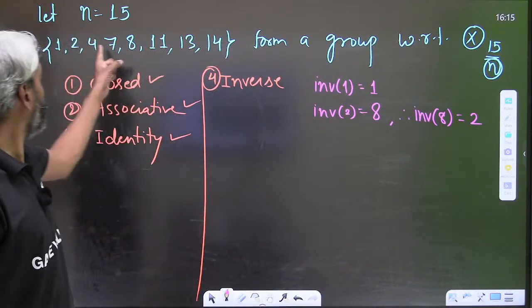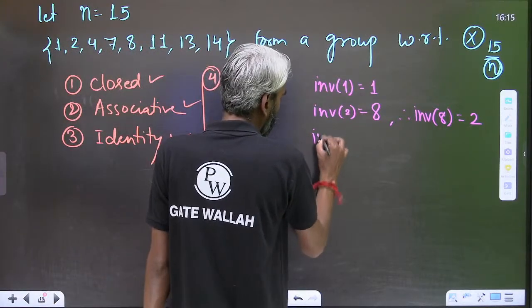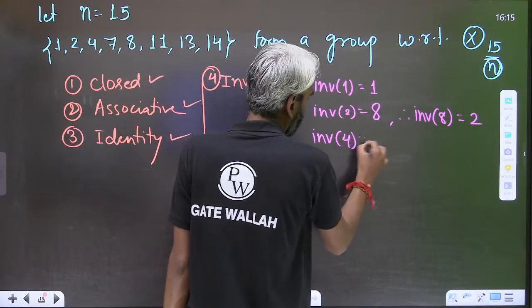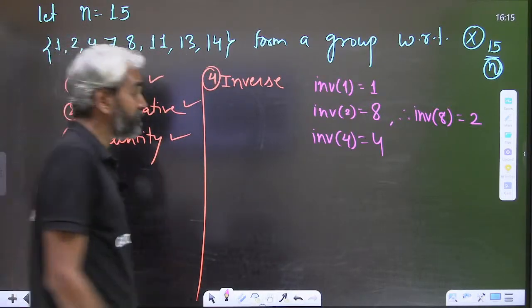So what will be inverse of 3? 3 is not present in this set. 4. Sir, 4 4s are 16. So inverse of 4 will be 4 only. What will be inverse of 7?